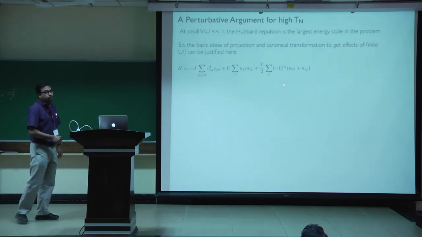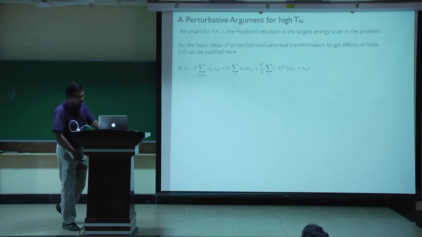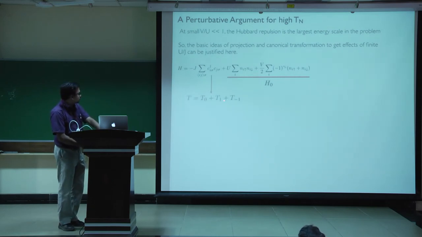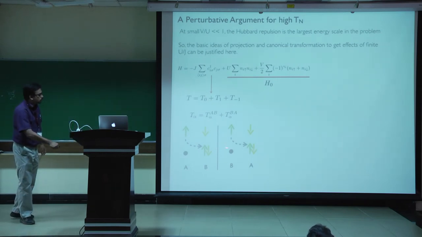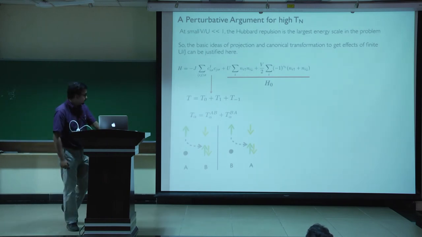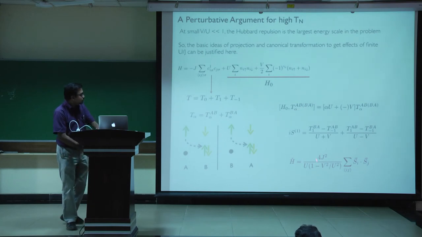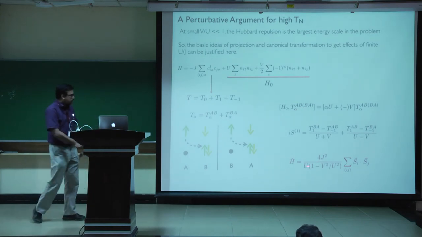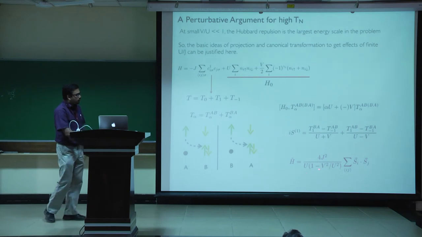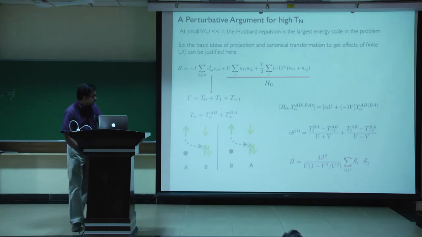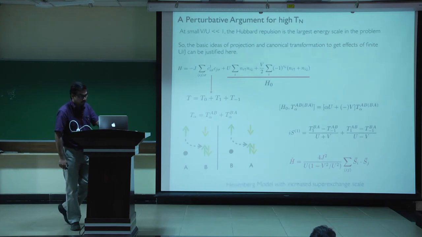Now you can basically do the same e to the power S calculations, but keeping this as H naught, because this is a local Hamiltonian. As you go down, you not only have to do it in terms of T0, T1, T-1, you also have to look at whether it's going from A to B or B to A, because that leads to different energies. You follow the same protocol, and you come back to the following Hamiltonian. It's again the antiferromagnetic Heisenberg Hamiltonian with a scale which is 4J squared over U times (1 minus V squared over U squared). That tells you that the scale is increasing as I increase V in the perturbative limit. So it's a Heisenberg model with an increased super exchange scale.